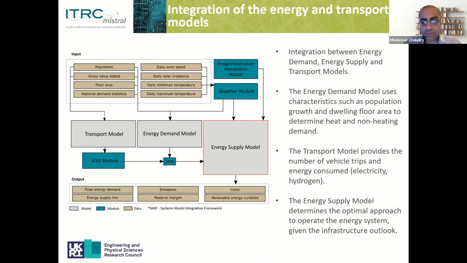Now we have the outputs from the energy demand and transport models alongside some of the characteristics from variable renewable generation, which is determined by a detailed weather module. All of this feeds into the energy supply model that determines the optimal approach in operating the energy system given a particular infrastructure strategy. So that's how, at a high level, the three models work together.